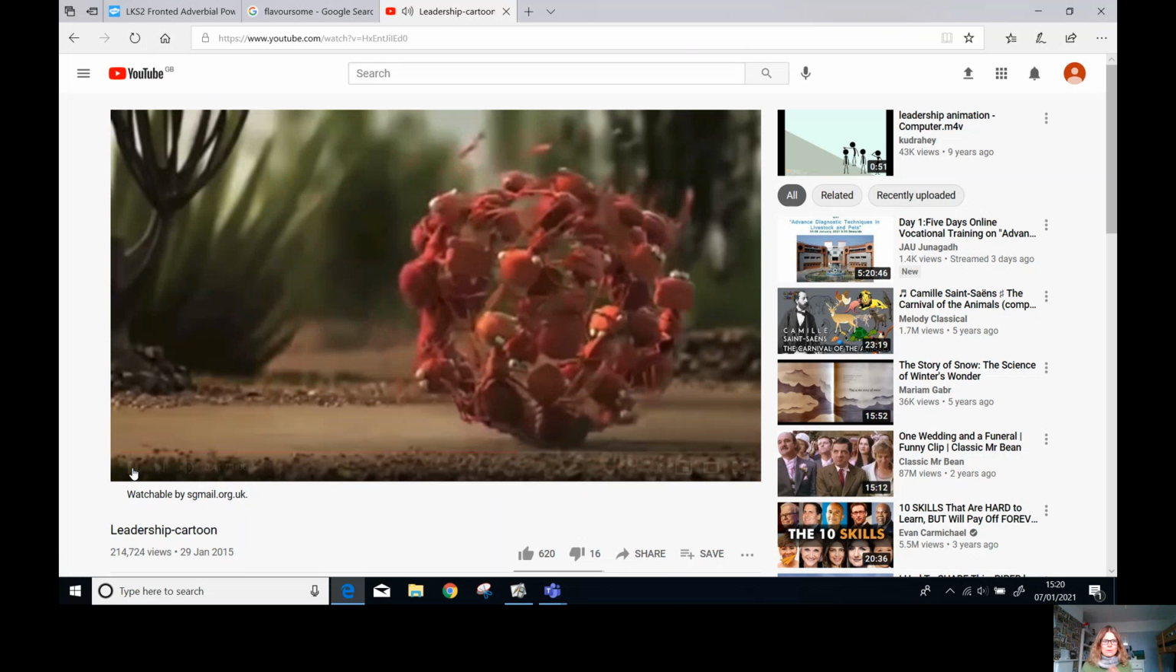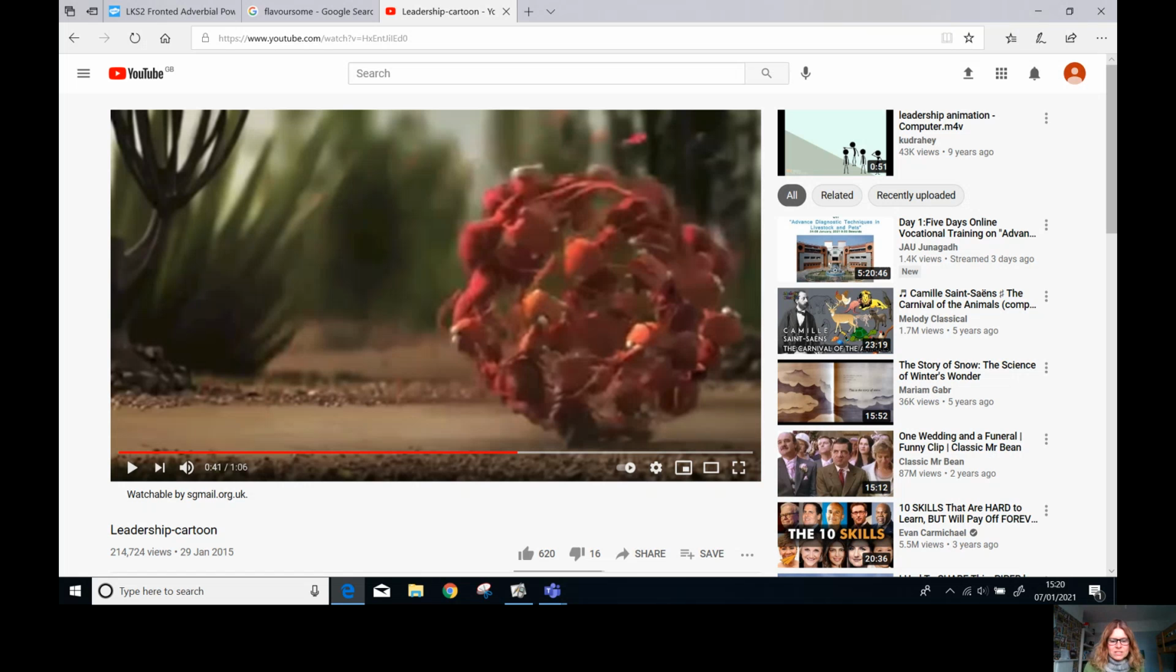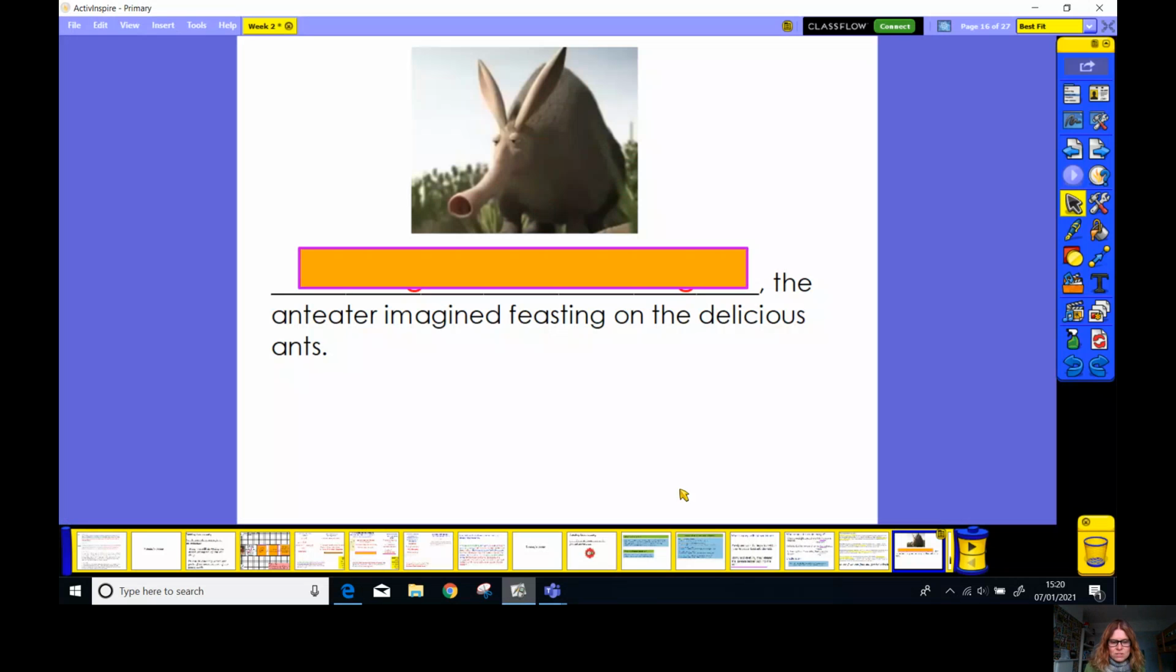Okay, now that's the bit we're writing about today. Okay, and we're going to do it slightly differently today. We're going to write some sentences using fronted adverbials, which we'll put together. So the very first sentence we're going to write about is this bit here where the anteater starts to suck the ants furiously towards him because he wants to eat them up, doesn't he?